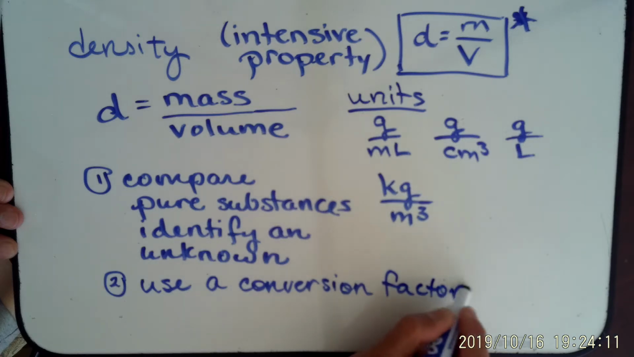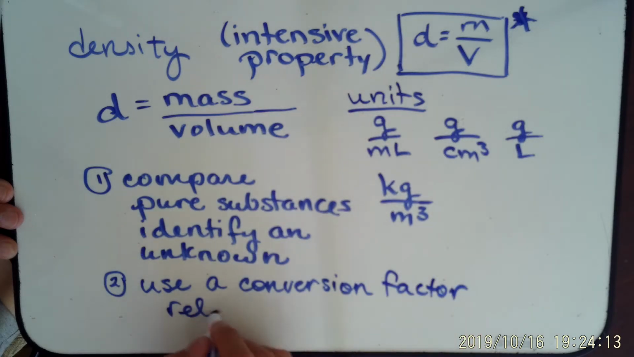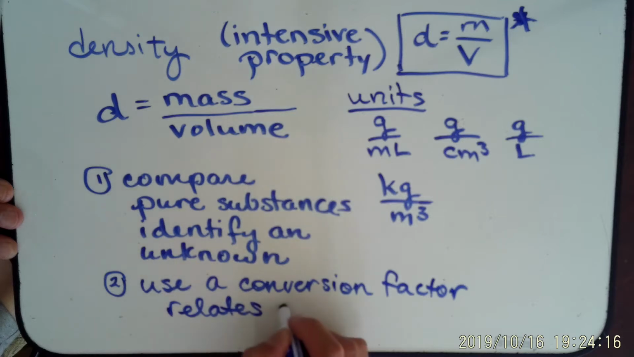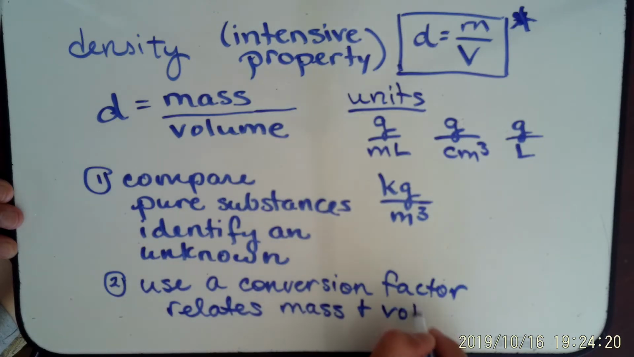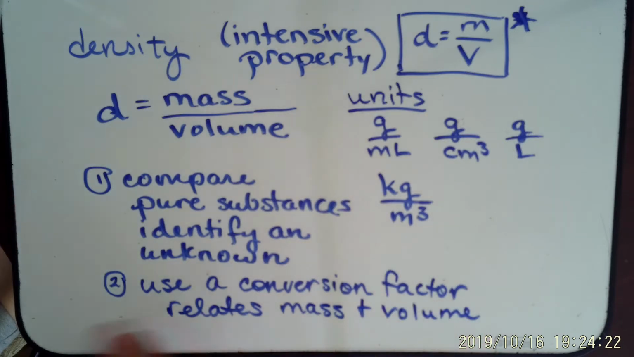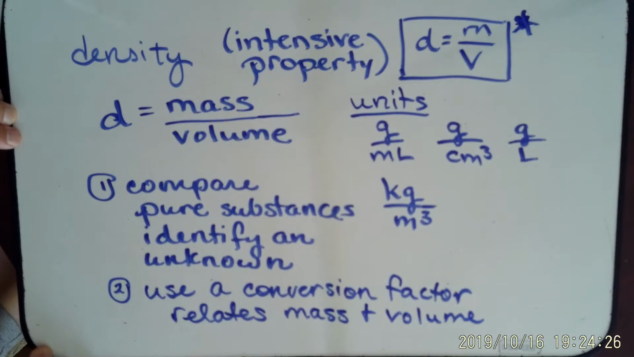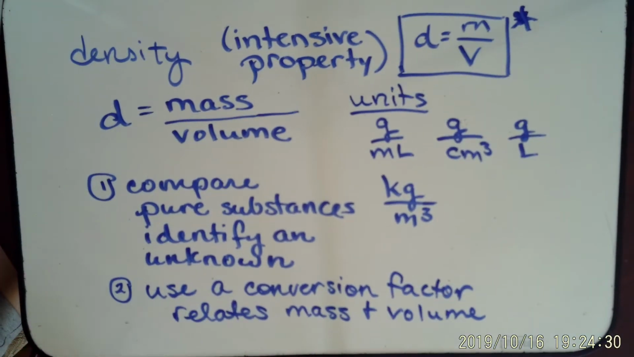Okay, and it relates mass and volume, 2 different types of properties, because they're both involved in calculating density. We can use density as a conversion factor between these 2. So let's talk about measurement of volumes first, and then start doing some calculation.